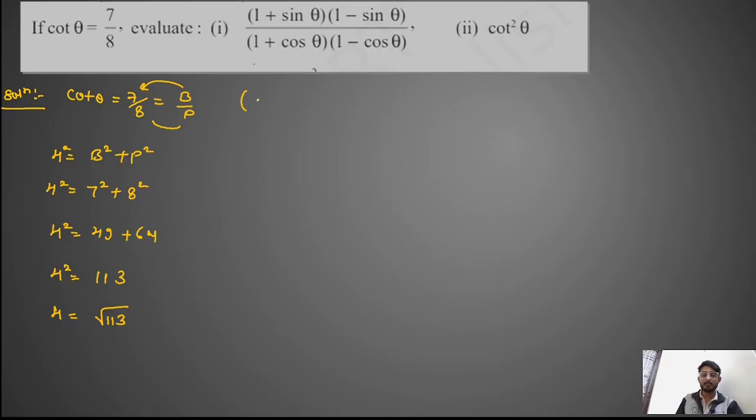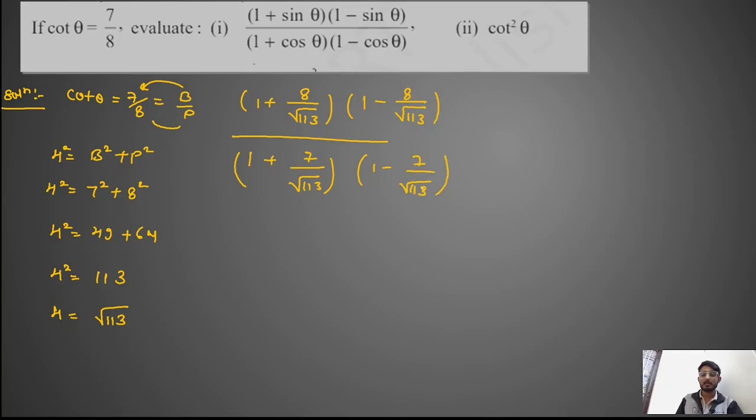Now we have to find the value of sin theta and cos theta. So sin theta equals perpendicular upon hypotenuse. Perpendicular is 8 and hypotenuse is root 113. Now 1 minus sin theta means 1 minus 8 upon root 113. Cos theta is base upon hypotenuse. Base is 7, so 7 upon root 113, multiplied by 1 minus 7 upon root 113.